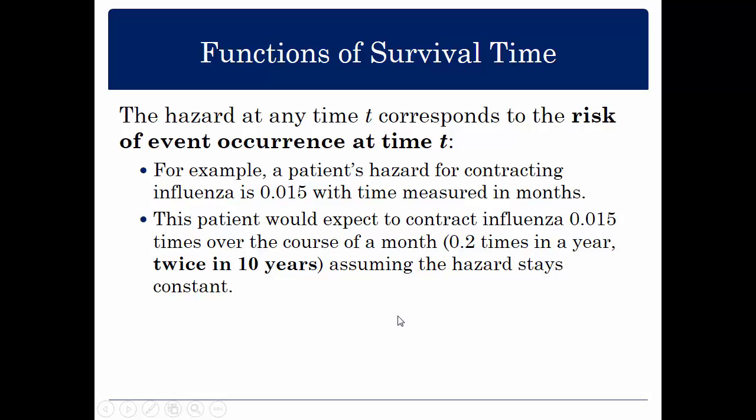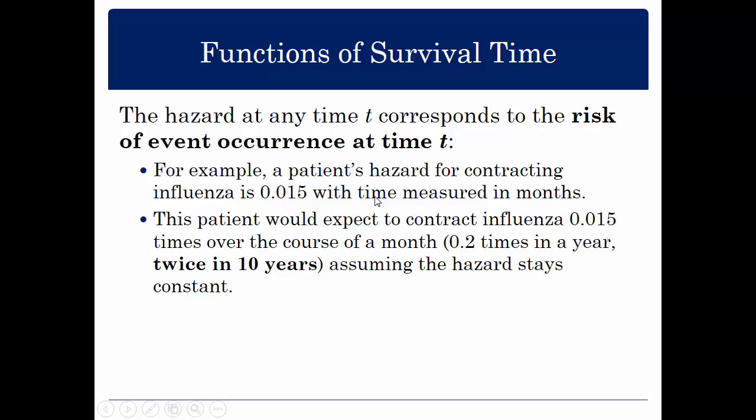The hazard, I keep saying hazard, it's basically just another measure of risk of an event, but it's also a very interpretable metric. Not the hazard ratio, by the way, just the hazard, which describes the risk of the event occurring at a particular time t in a single group. So for instance, if I compute the hazard for a population in terms of the timing and occurrence of influenza, and I see that the hazard is 0.015. So a patient's hazard for contracting the flu is 0.015.